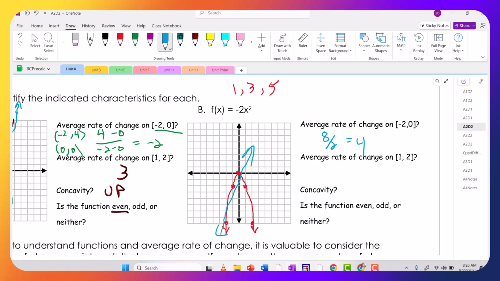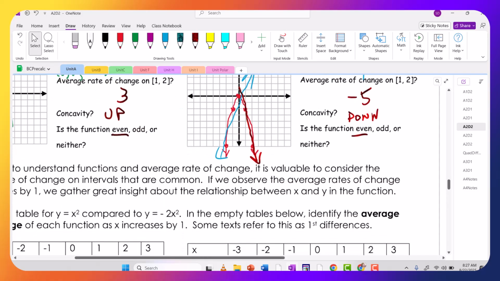All right. And then 1 to 2, that's this line right here. So it's that one right there. Right? And then that's 1, 2, 3, 4, 5. Is that 5 over 1? -5, right? Okay. Concavity down. And this is still even because I did not move it off of the y-axis. Okay, so that's why we're still even.